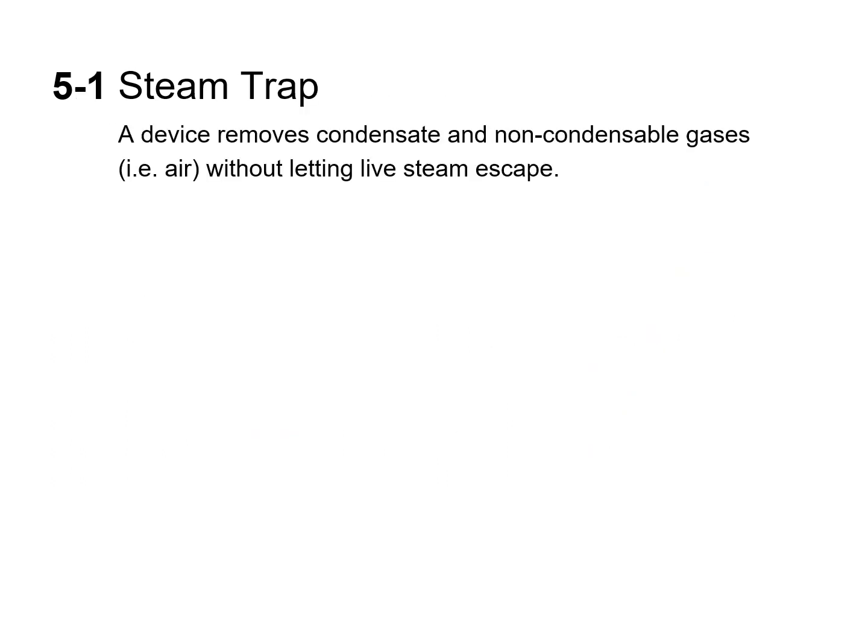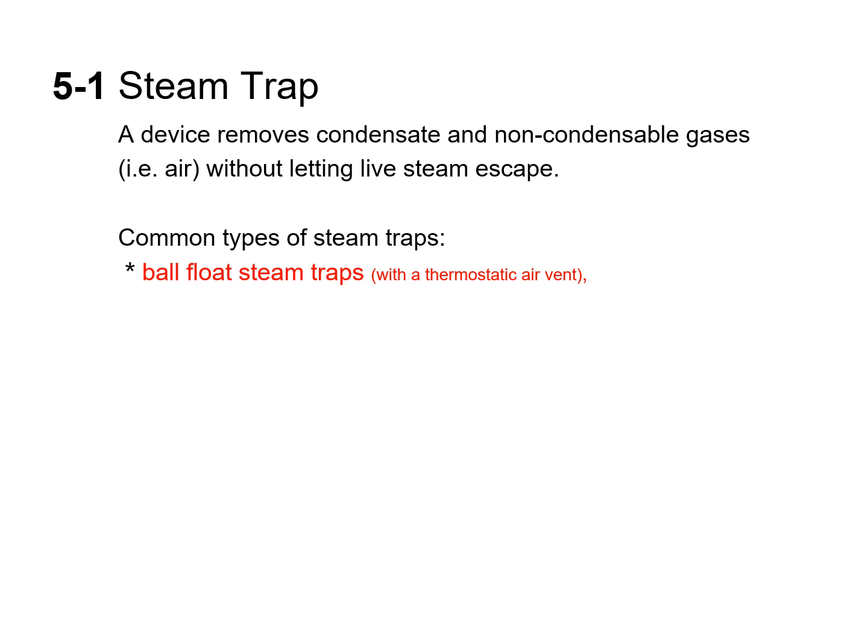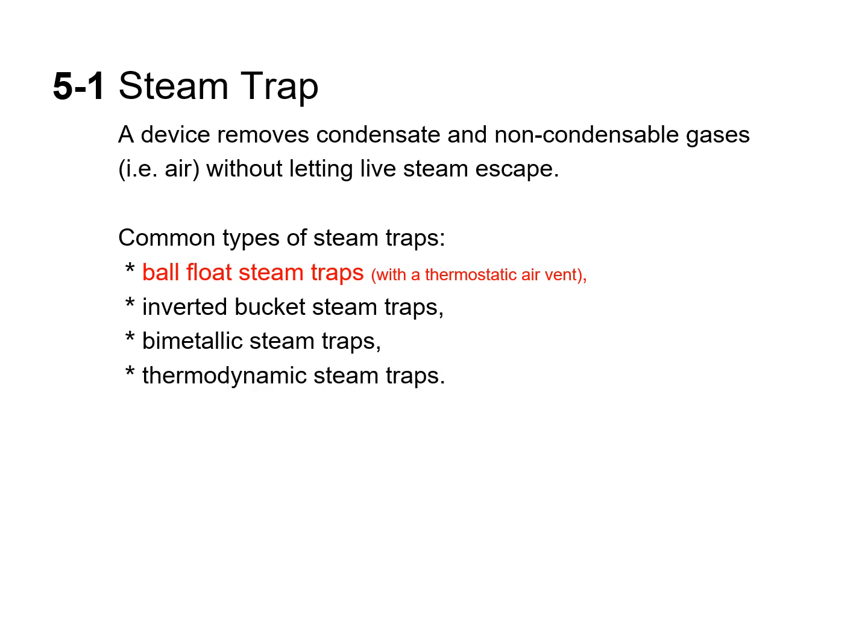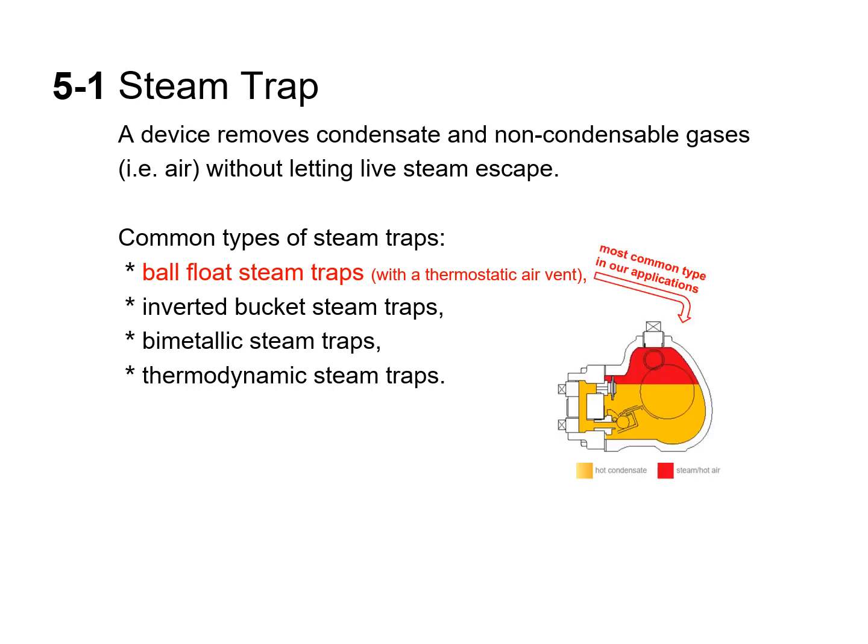A steam trap is a device used in steam systems to remove condensate and non-condensable gases such as air without letting live steam escape. It operates automatically and comes in various types, including ball-float steam traps, inverted bucket steam traps, bimetallic steam traps, and thermodynamic steam traps. Among these options, the ball-float steam trap is the most common type in our applications. It offers several advantages for low-pressure systems.